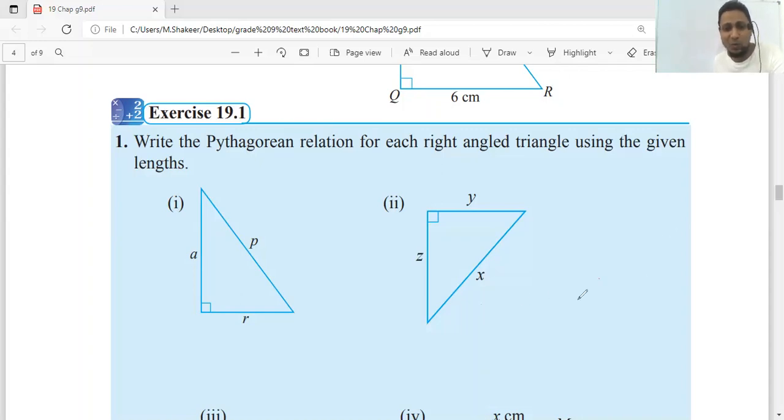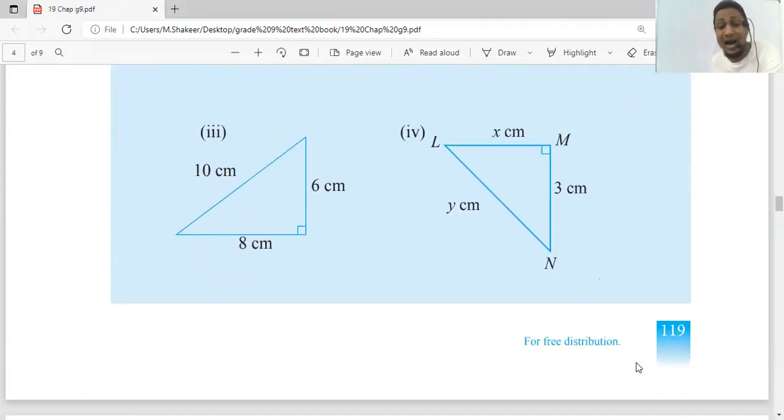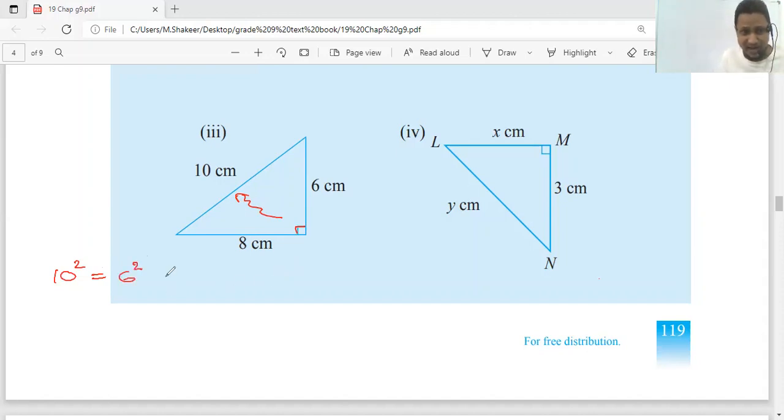Okay, look at the next one. What we should do. I'll move to the third question. Now they have given the lengths as numbers. So what is the hypotenuse side in this one? Opposite to 90, that means it's 10. Okay, good. So what I'm going to write is 10 squared is equal to the sum of the other two sides squared. What are they? One is 6 squared, the other one is 8 squared. So what is the answer?